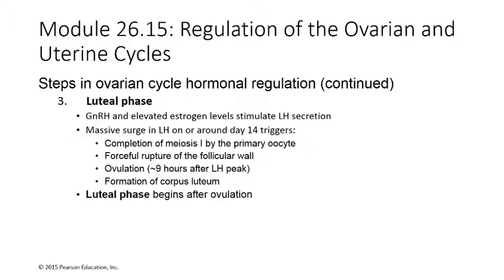The luteal phase is going to be elevated. There's going to be elevated luteinizing hormone. That makes sense, right? The luteal phase is stimulated by increased luteinizing hormone. And there's going to be a massive surge of this LH on or around day 14 at the time of ovulation. This is going to cause the completion of meiosis 1. It's going to cause the ovulation to occur, usually about 9 hours after that peak, and begin the formation of the corpus luteum.